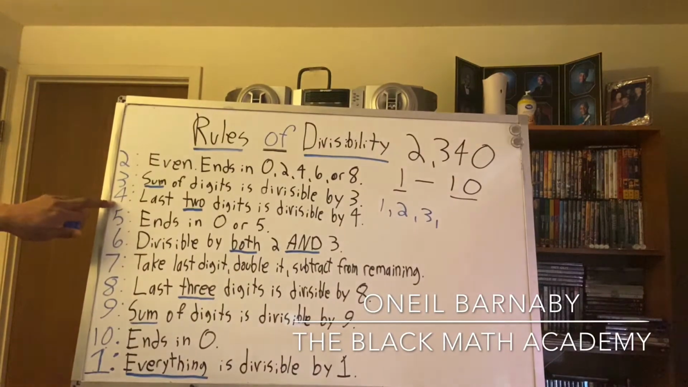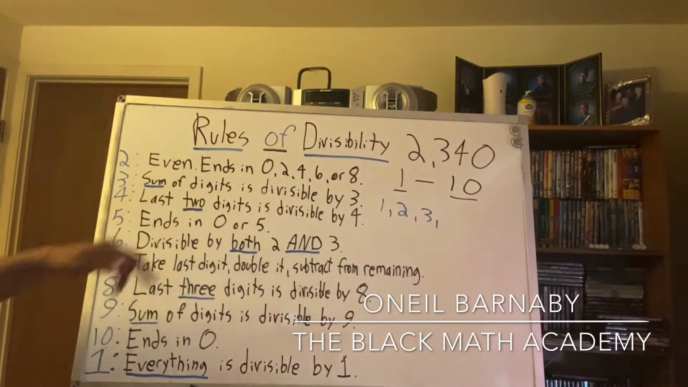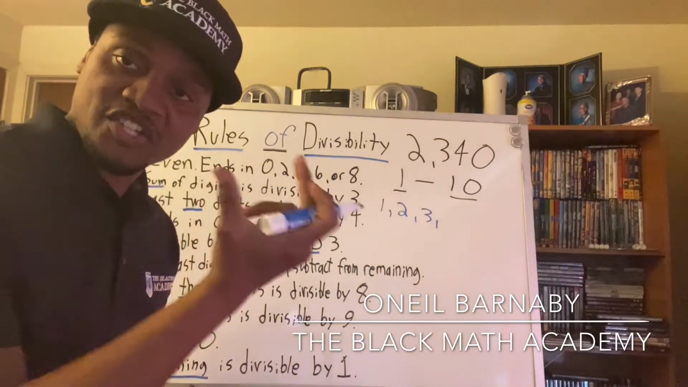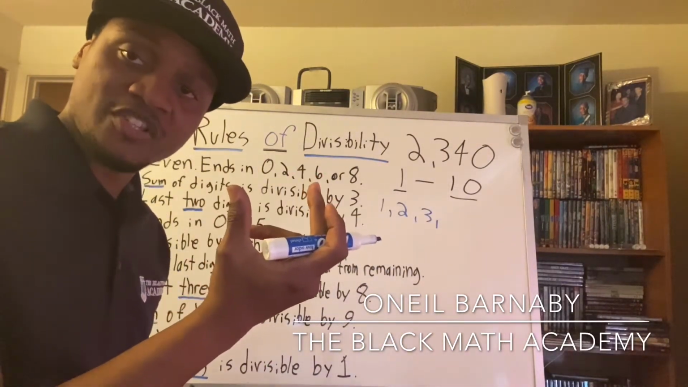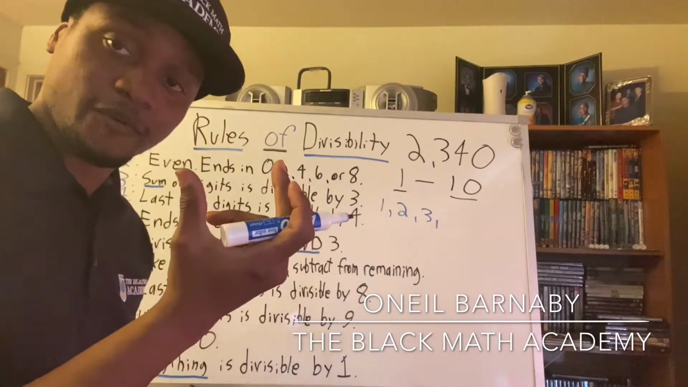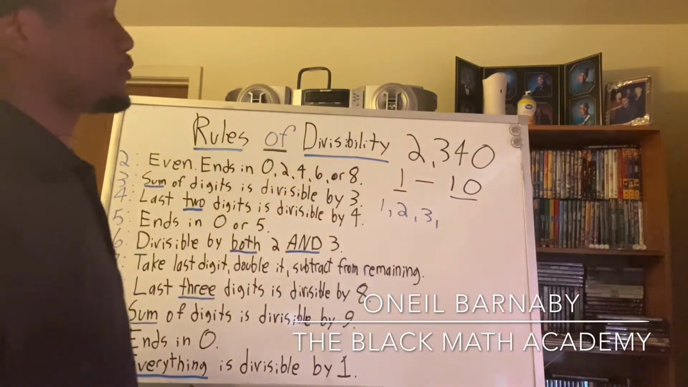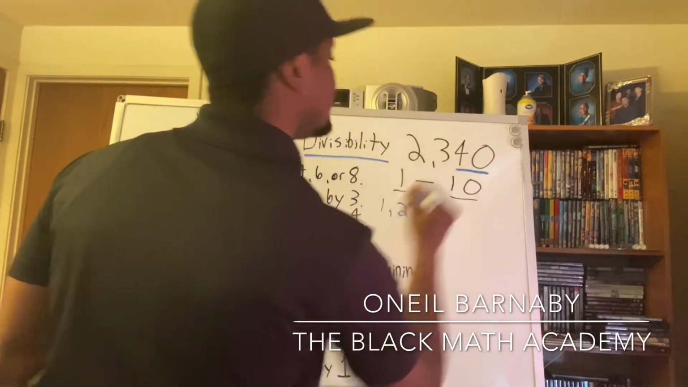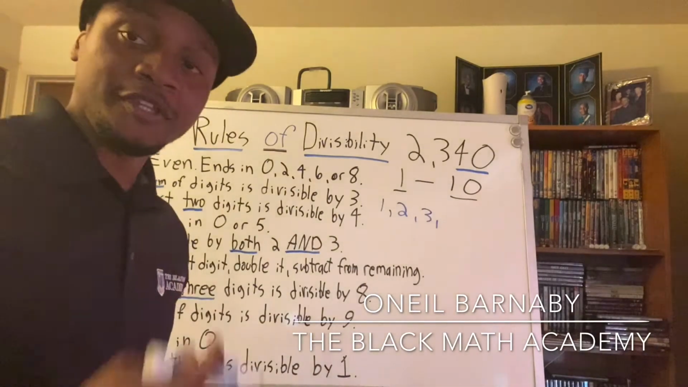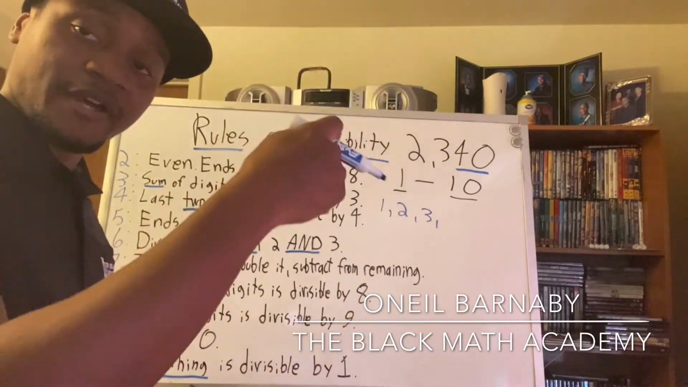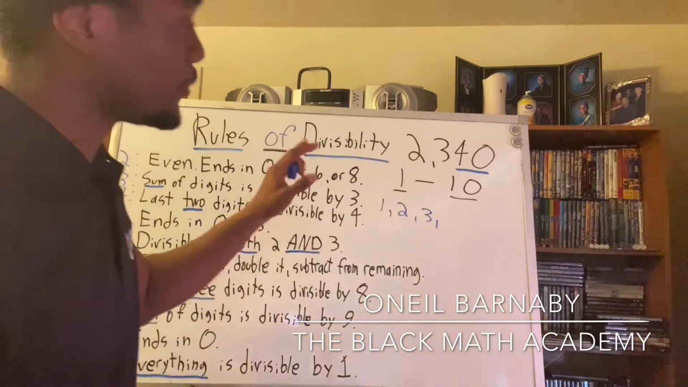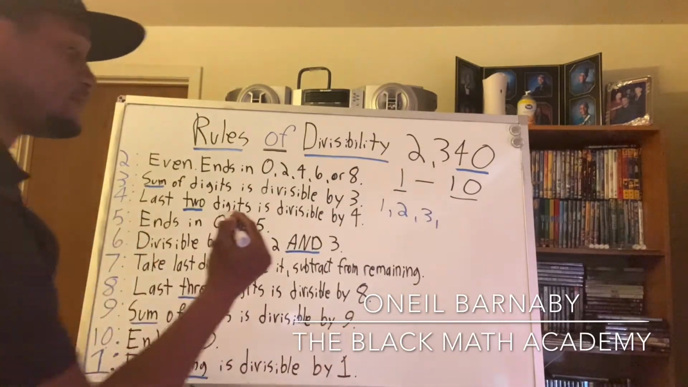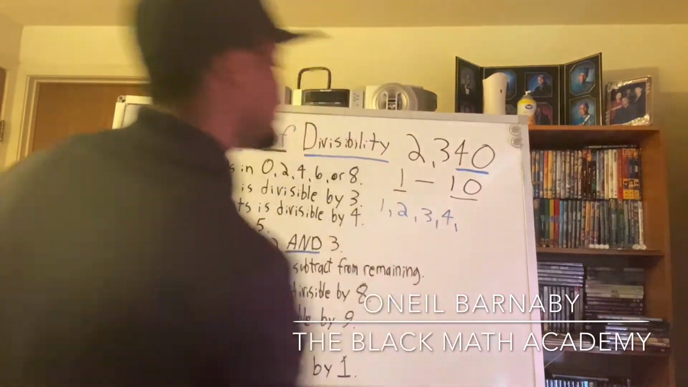All right, the rule for 4 says that the last 2 digits is divisible by 4. So we're only going to look at the last 2 digits within the number, and we're going to see if that part is divisible by 4. So within the number 2,340, we have the last 2, which is the number 40. And 40 is divisible by 4 because 40 divided by 4 is 10. Therefore, the entire number, 2,340, is divisible by 4. So 4 is added to the list.